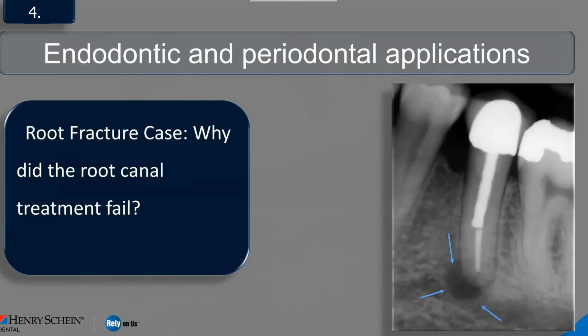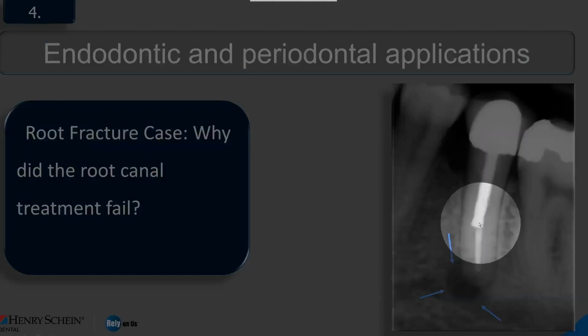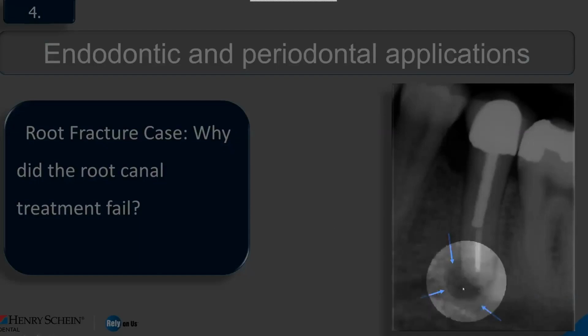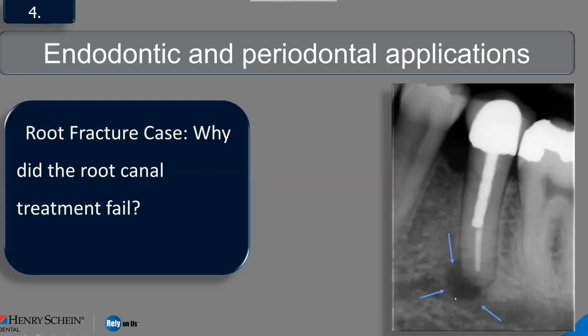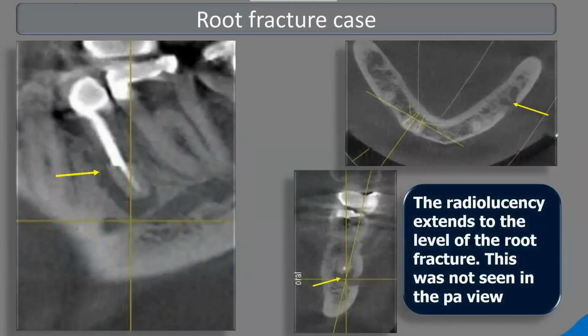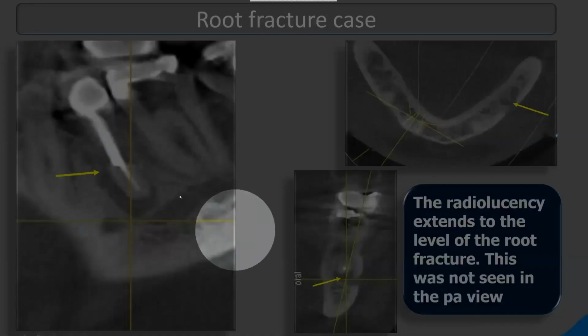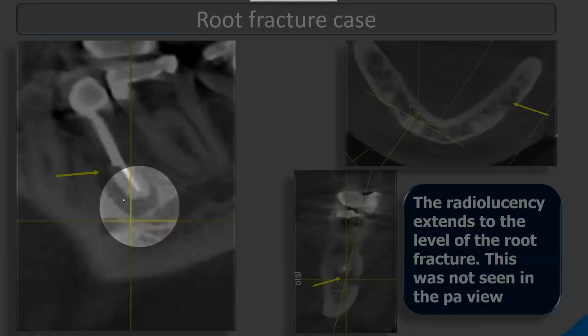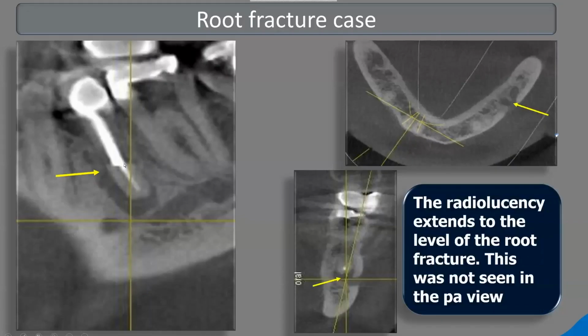We've taken the 2D image, and you can see, yes, we do have a large post, but we have this apical radiolucency centered basically at the apex. And yet when we look at it with our cone beam CT, we can see we have a J-shaped radiolucency that extends right to the termination of that post, which lets us know that we do have a root fracture.